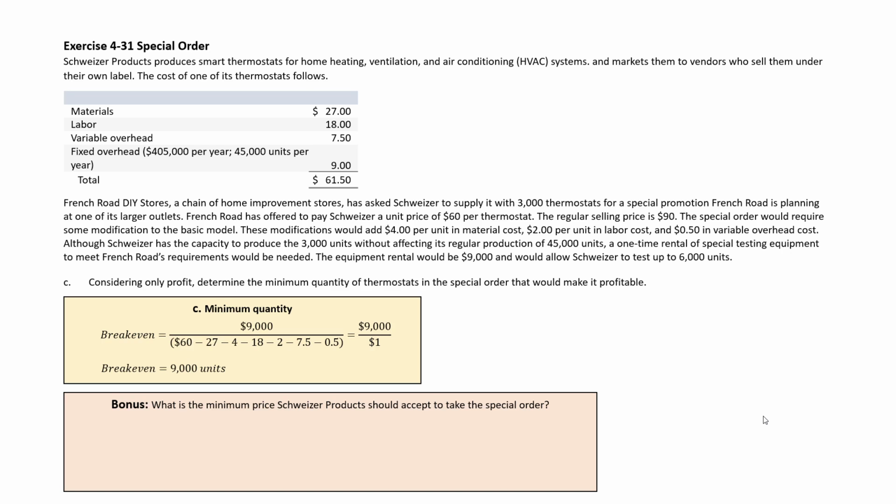So what's the minimum price? What we would look at is what's all the additional cost. So again, our direct materials of $27 plus $4 in modification, direct labor of $18 plus $2 in modifications, and variable overhead of $7.50 plus 50 cents in modifications. Take that total variable cost times 3,000 units, that'd be total variable cost, plus the $9,000 is the only extra fixed cost. It's going to be 177,000 plus 9,000 or 186,000. Divide that by the 3,000 thermostats, and we would only need to negotiate this up to $62 per unit in order to make this feasible.